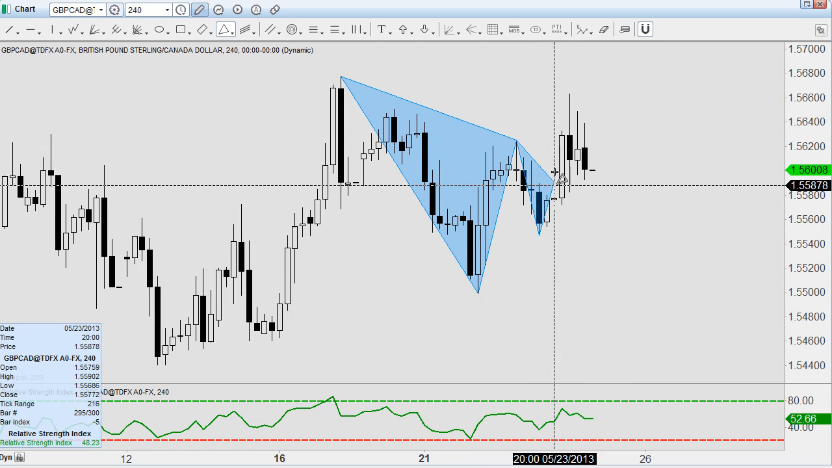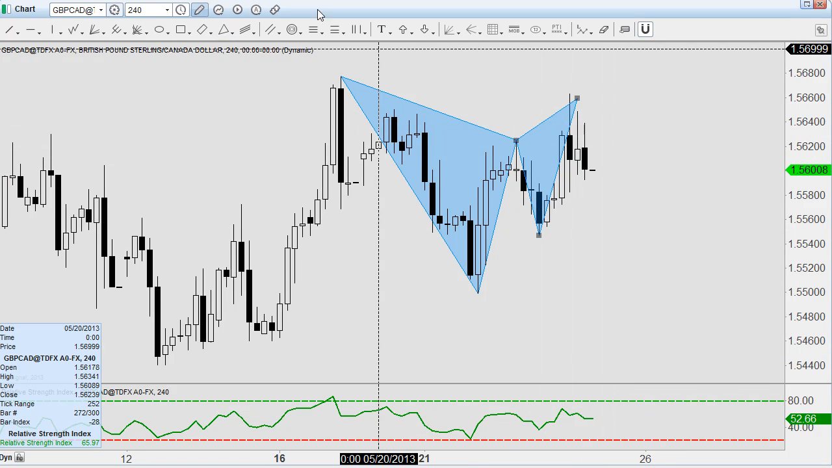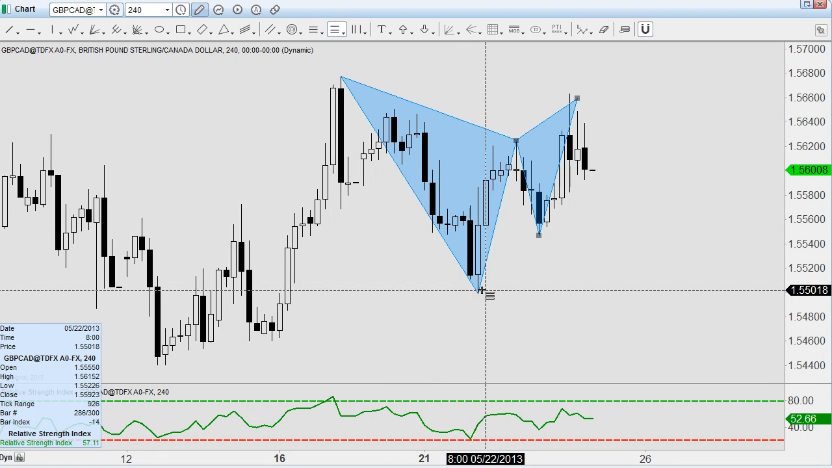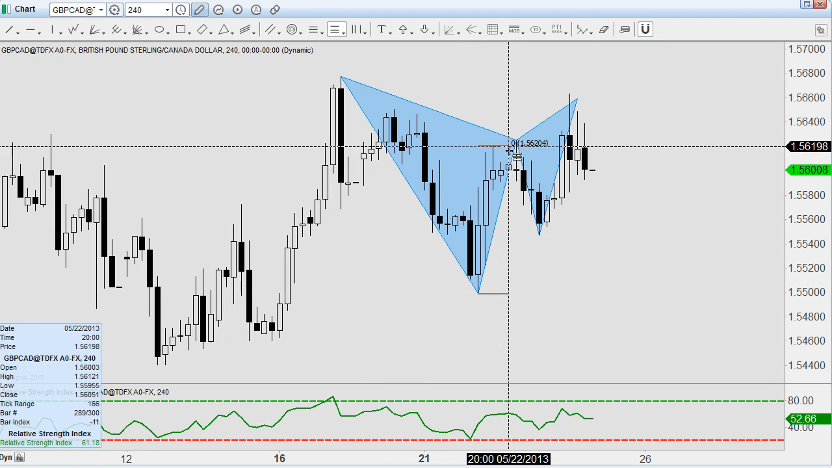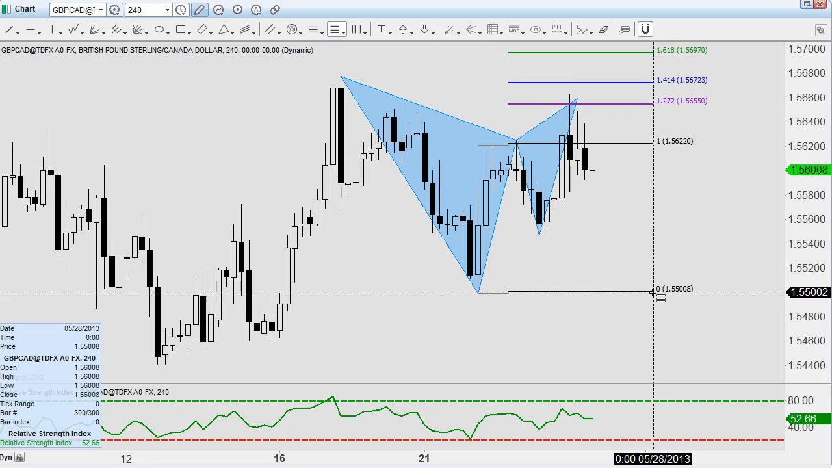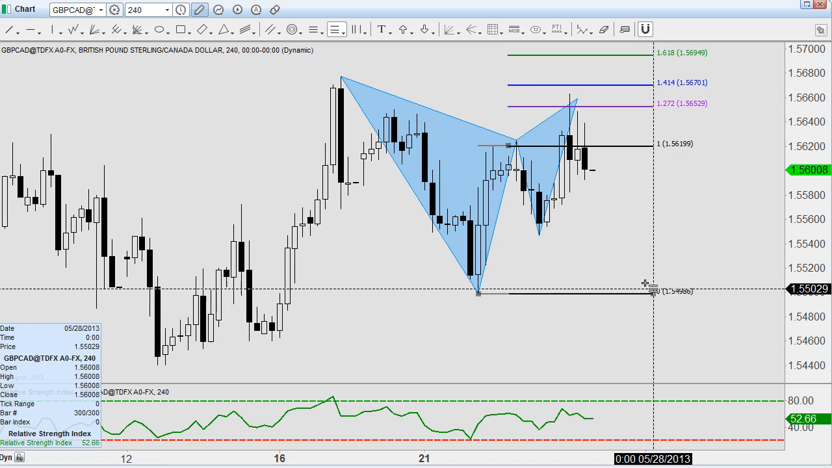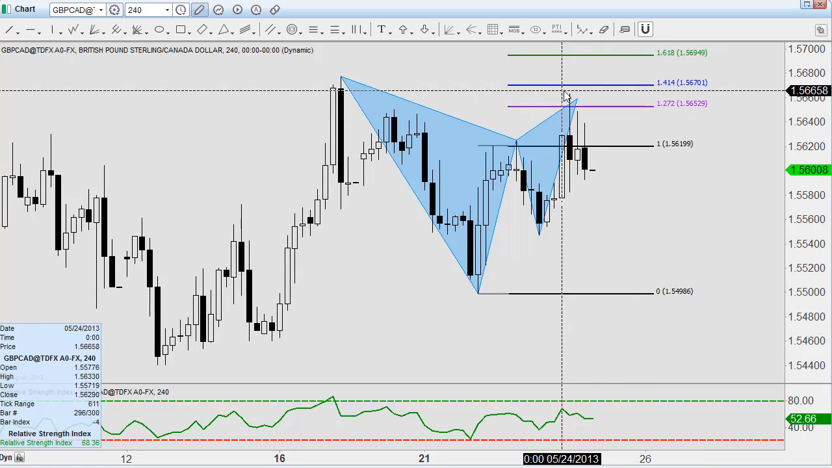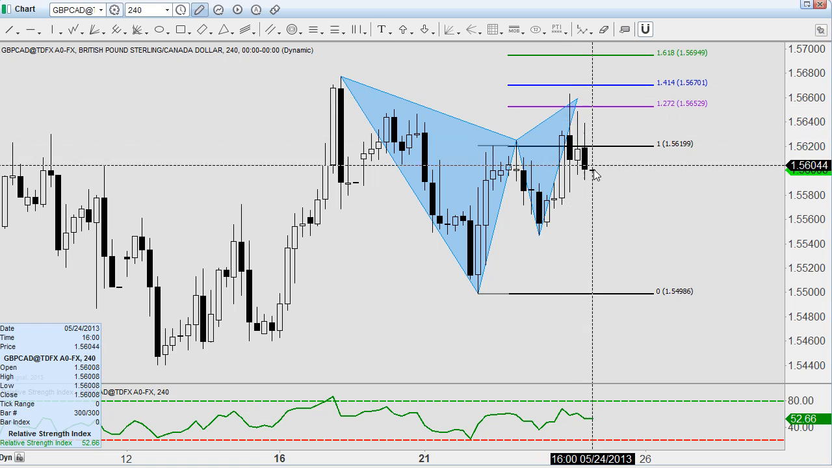Gartley pattern coming in around here. The 127 extension. Just let me see where it is. This is why I didn't pick it out. Of course I didn't miss something. I don't miss things. Came up into the 127 extension and is now pulled off of that.